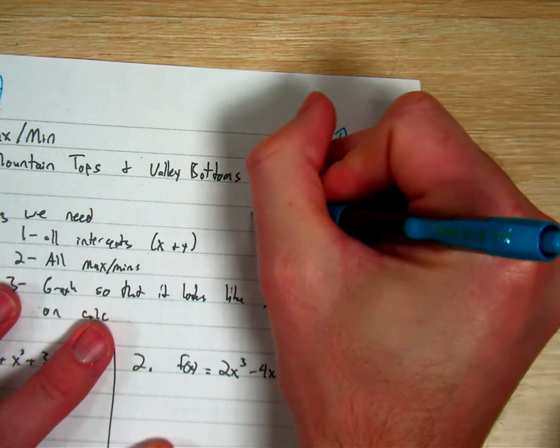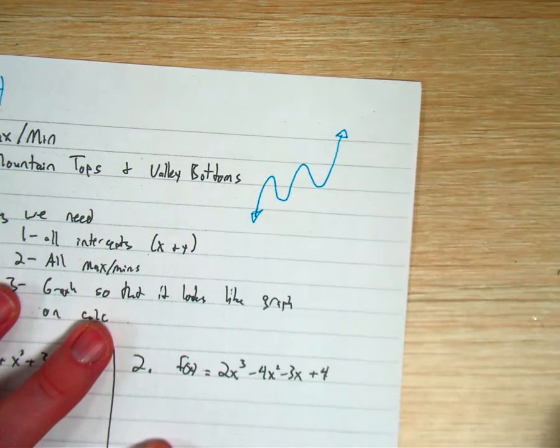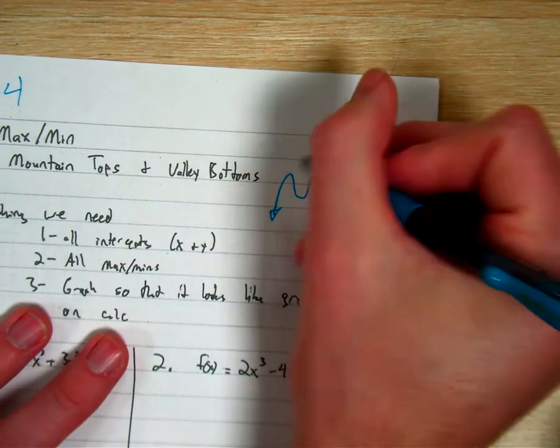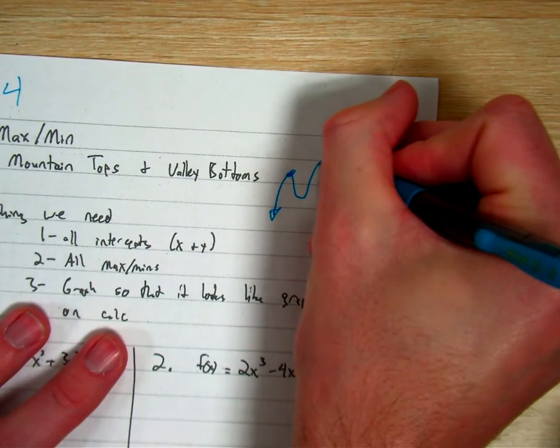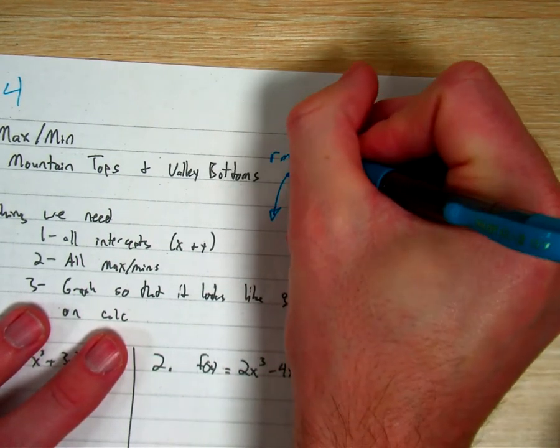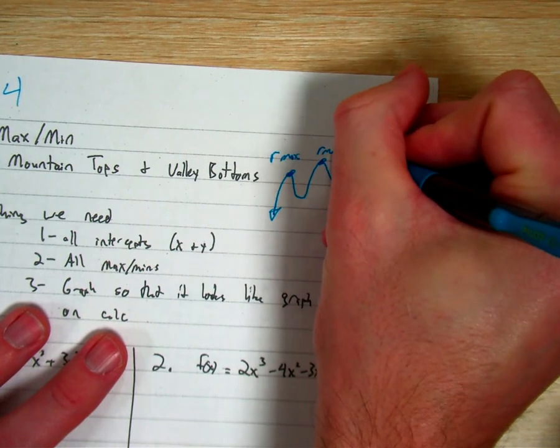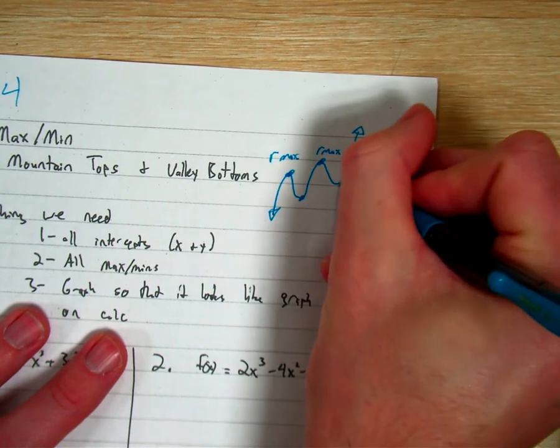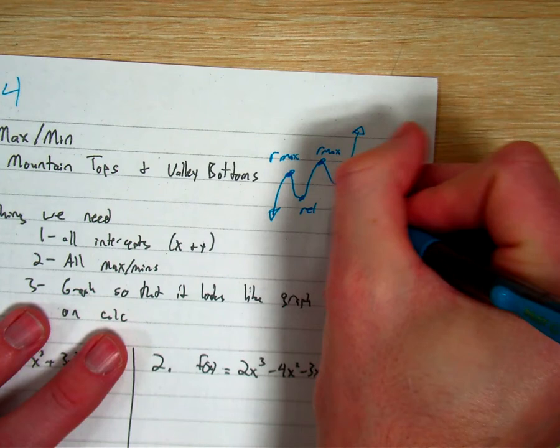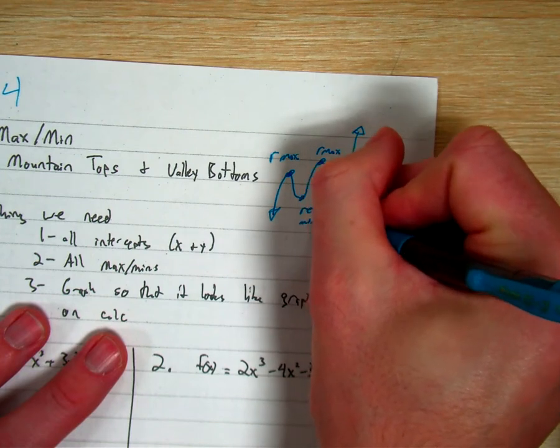because they're not necessarily the maximum value or the minimum value. Okay, but all our mountain tops are going to be relative or R maxes, and all our valley bottoms are relative or R mins.